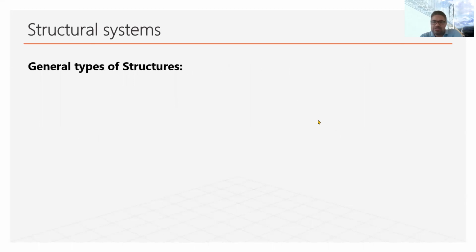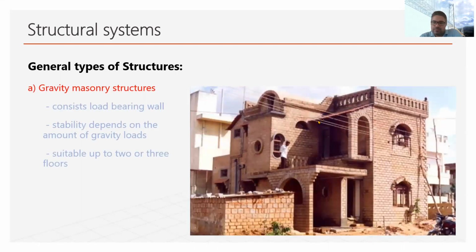So in the structural system, we will first discuss the general types of structures based on the way they resist the load. So first and the simplest type of structure are gravity masonry structures. These structures basically consist of the load bearing wall system, and their stability mainly depends on the amount of gravity load. They are not very suitable in resisting the earthquake load, and therefore they are suitable up to 2 or 3 floors only.